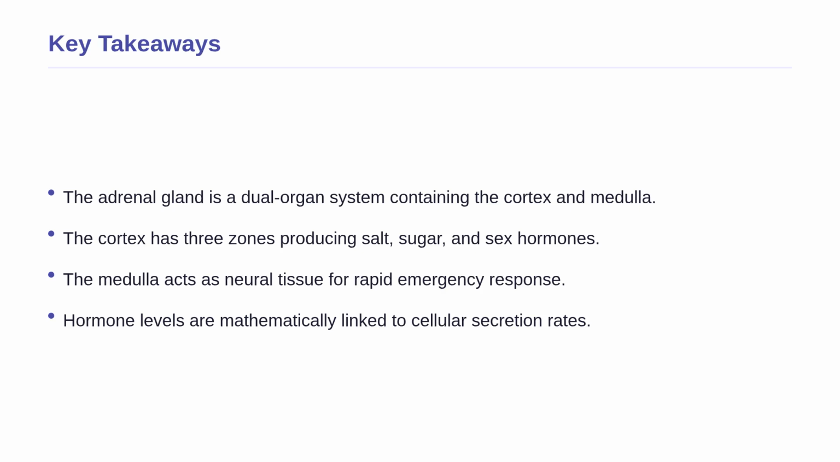We have covered a tremendous amount of ground today, so let us reinforce the most important ideas. First, remember that the adrenal gland is a remarkable dual organ system, neatly packaged above the kidneys. Second, the outer cortex is divided into 3 distinct microscopic zones that produce essential steroid hormones for salt, sugar, and sex balance. Third, the inner medulla acts as a rapid response neural tissue for emergencies. Finally, we saw how microscopic architecture connects to mathematics, allowing us to predict blood hormone levels based on cellular secretion.